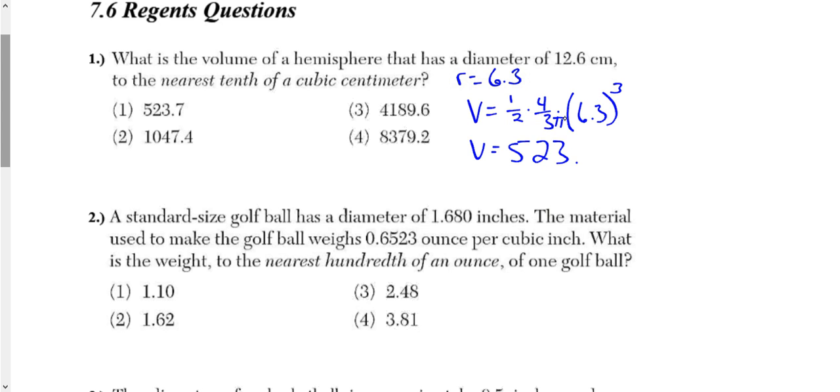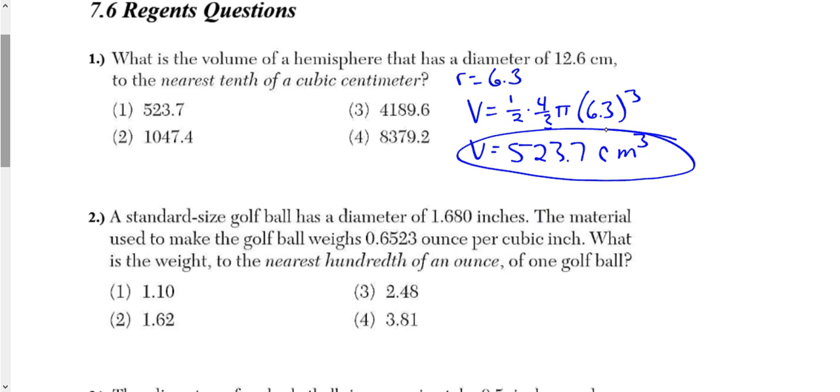I see this on your test, some of you guys do. When you want to multiply 4/3 by pi, you put the pi down there. No, it goes up. 4/3 pi times 6.3 cubed. What did we say? It was 523.7 cubic centimeters.